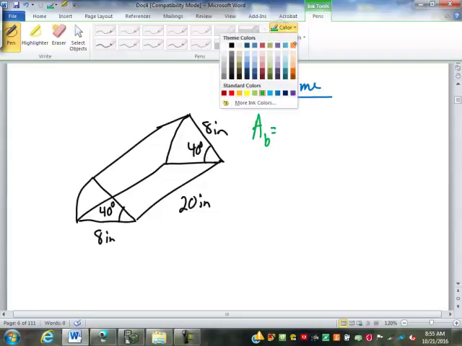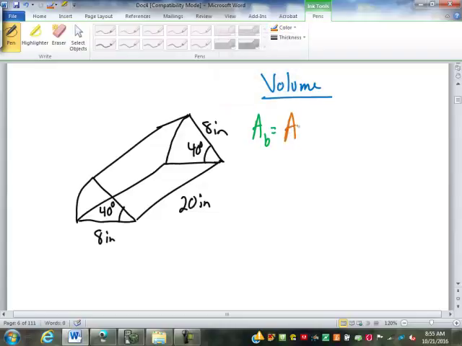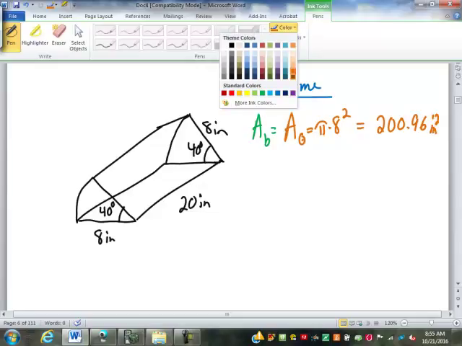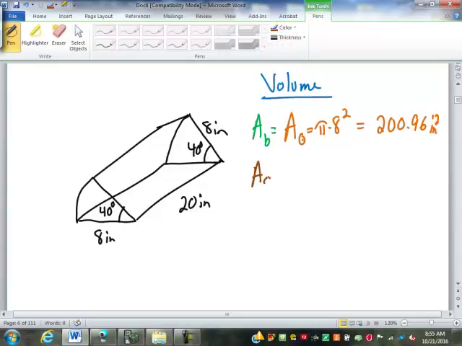Radius 8 squared times pi divided by 4. Okay. Close. Pi times 8 squared is going to give me an area for the whole circle, that would be how much? 200.96 inches squared. I use that then to find the area of the sector.